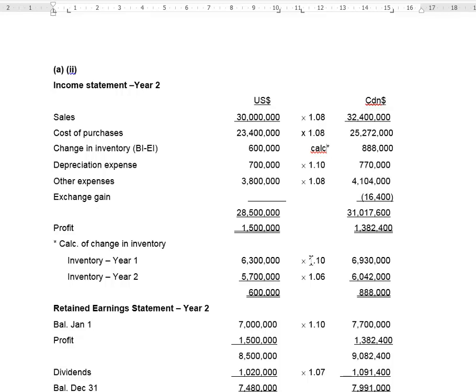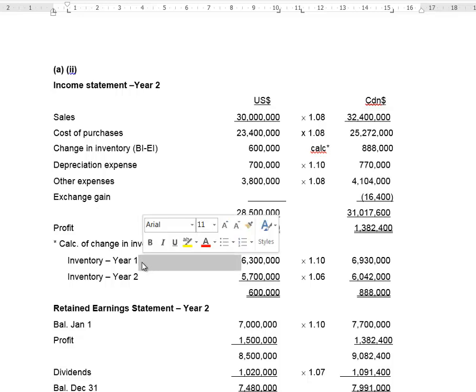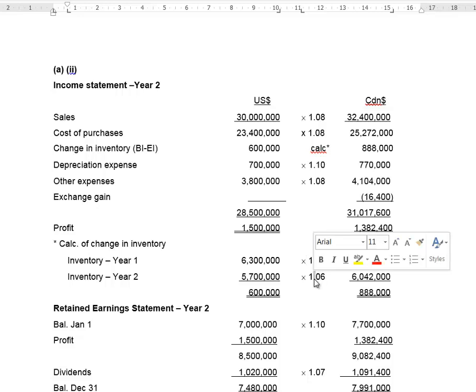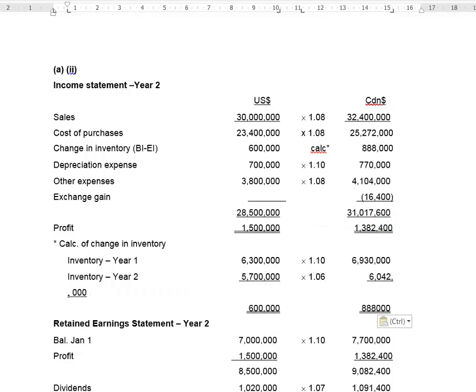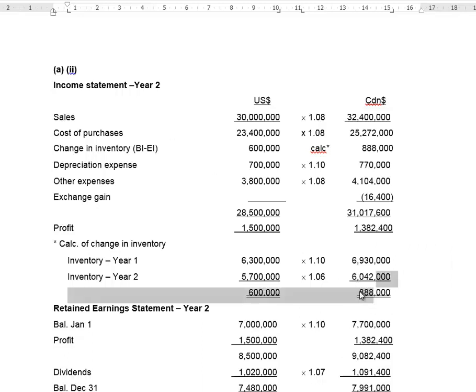You need to calculate rates, and the star says, well, let's use the historical rates they give us for the end of year one inventory. The historical rate there was 1.10, and the historical rate at which the ending inventory was purchased, which is sometime at or about the end of year two, is 1.06. These rates are given to you. So we know our change in inventory, which is 600,000, is made up of items that are translated at two different rates. So that gives us in total 888,000, which is our translated amount for your change in inventory.